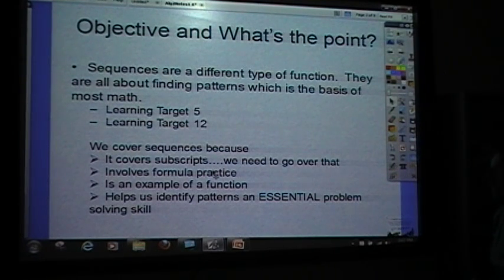And the whole reason we talk about sequences is because it covers subscripts, which is something that you need to go over because it does show up a lot in math. It involves practice with formulas. It is an example of a function, and it helps us identify patterns, which is a really essential problem-solving skill.